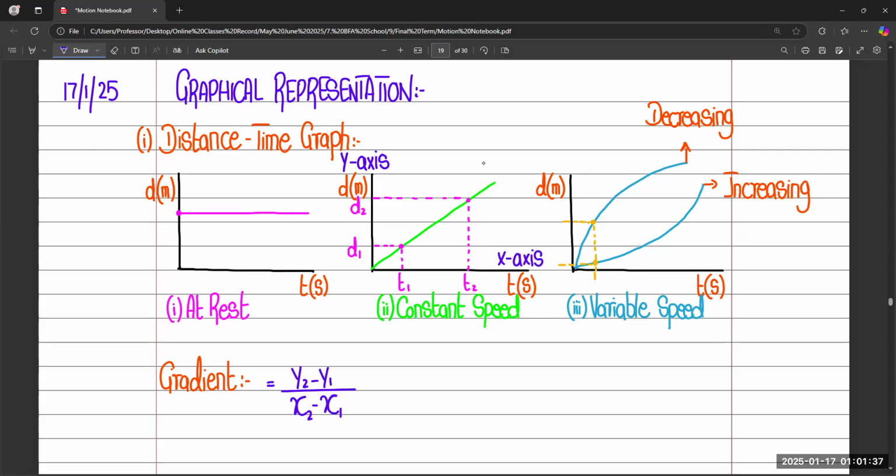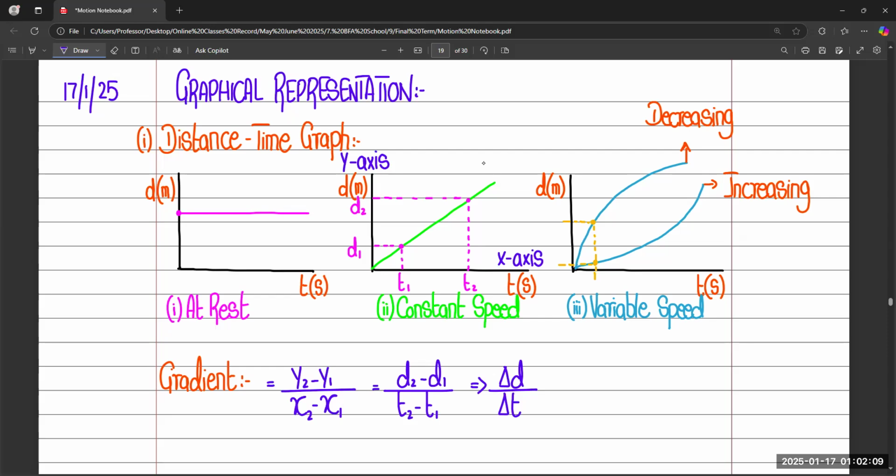So on the y-axis, we have the distance quantity. It means d2 minus d1 divided by t2 minus t1. So in short, it is equal to change in distance by change in time.